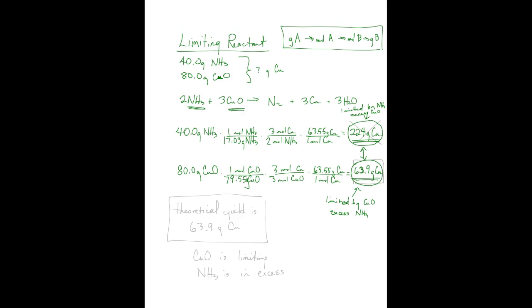So if we look at these two numbers, which one's smaller, which one's bigger? 63.9 grams of copper is how much I make. At that point, I've run out of copper 2 oxide. So the smaller number is going to be the actual answer. This is the actual answer. My theoretical yield is the smaller number.